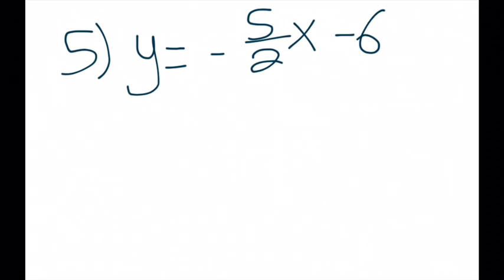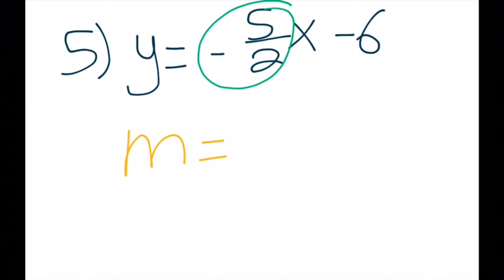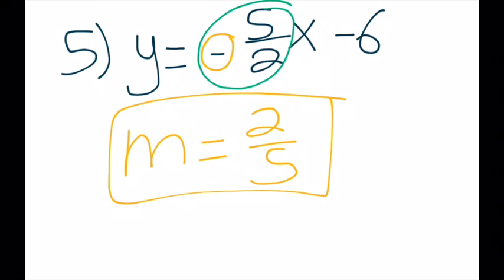I first want to identify what is the slope of this line. It's negative 5 halves. So what is the slope of the line that is perpendicular to this? Well, if this is positive, this other one here has to be negative. And then this is 5 over 2. The one perpendicular has to be 2 over 5. So they are opposite reciprocals of each other.